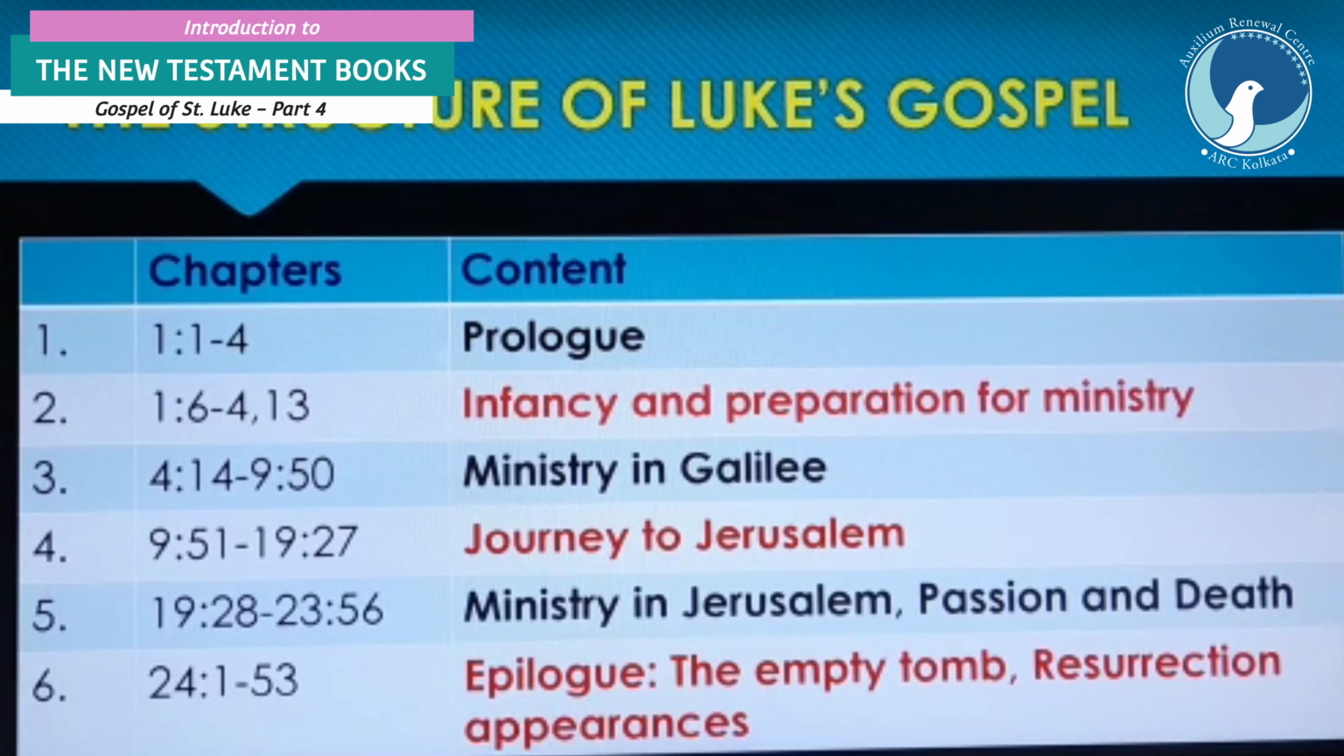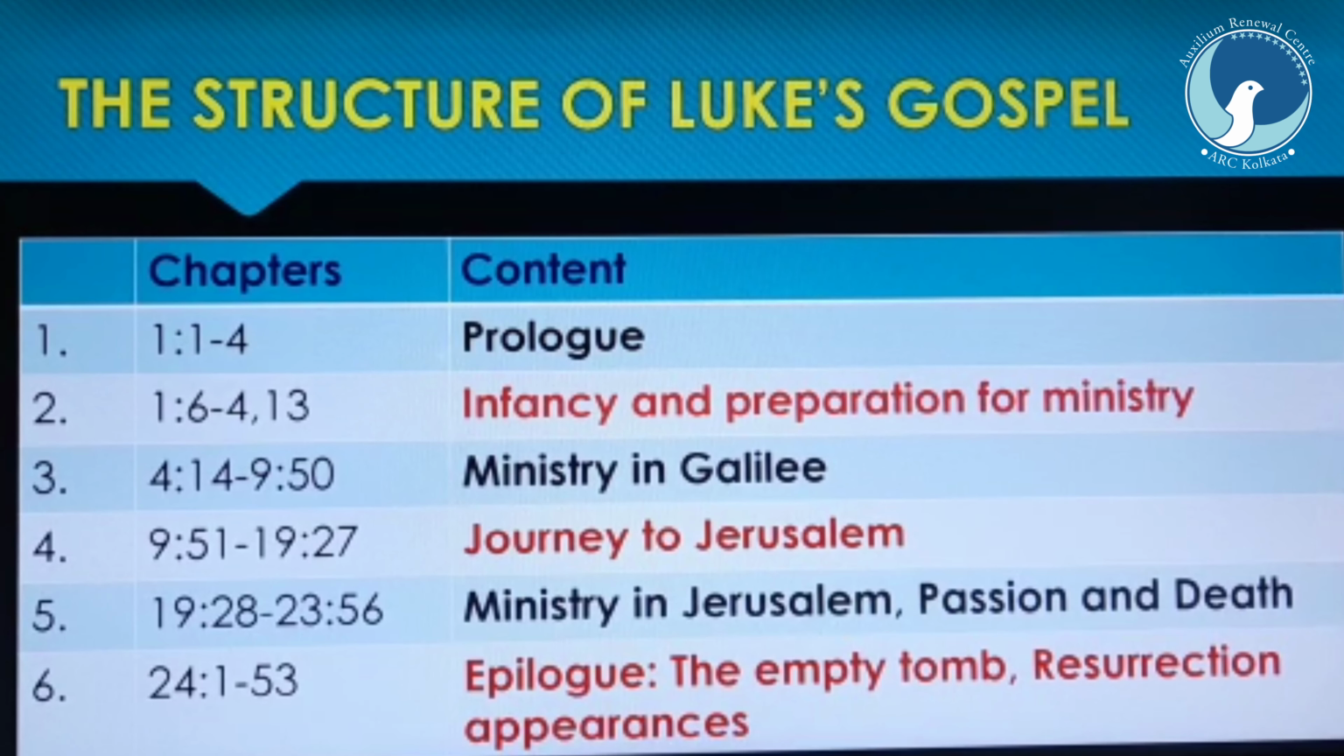The central section is in chapter 9, verse 51 to chapter 19, verse 27, which is a very long section of almost 11 chapters, where he talks about Jesus' journey to Jerusalem. Luke describes this journey to Jerusalem as the central event of Jesus' life. In fact, Luke would mention only one journey of Jesus to Jerusalem. His whole public ministry is a journey to Jerusalem. So it is not a geographical journey, but a theological way of presenting Jesus on his way to Jerusalem, where he would be crucified and where he would bring salvation to everyone.